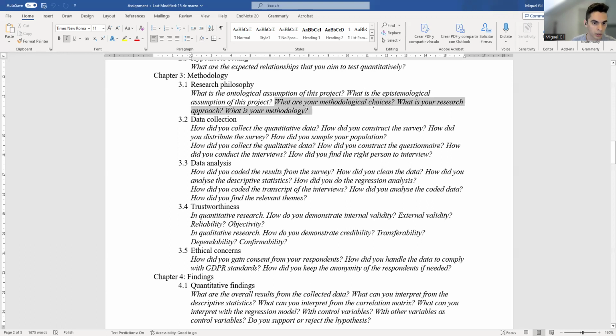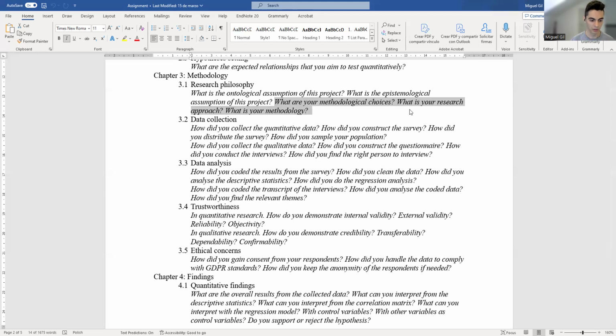Then I am giving you the answer to the next part. What are the methodological choices and your methodology? It's a mixed methodology where you have the use of surveys and statistical analysis, and on the other hand, you have interviews and the thematic analysis on the qualitative side. Finally, the approach that you all have, this applies for everyone. You have an abductive approach.